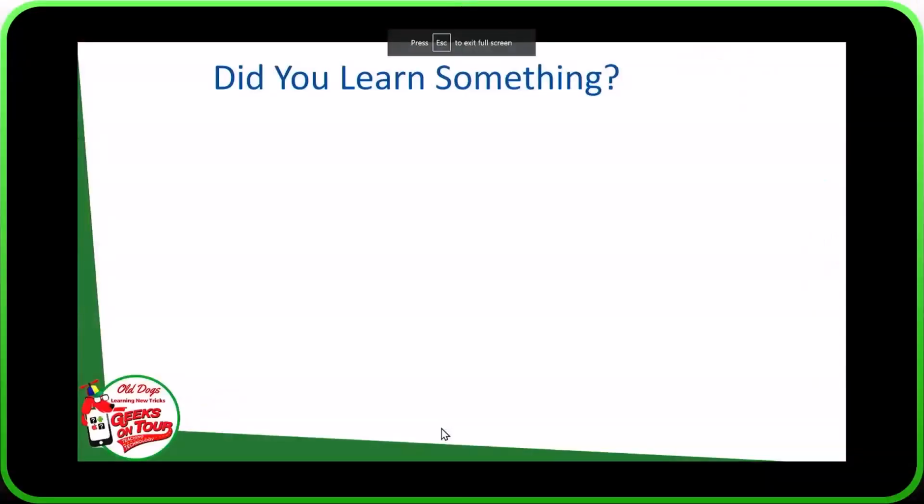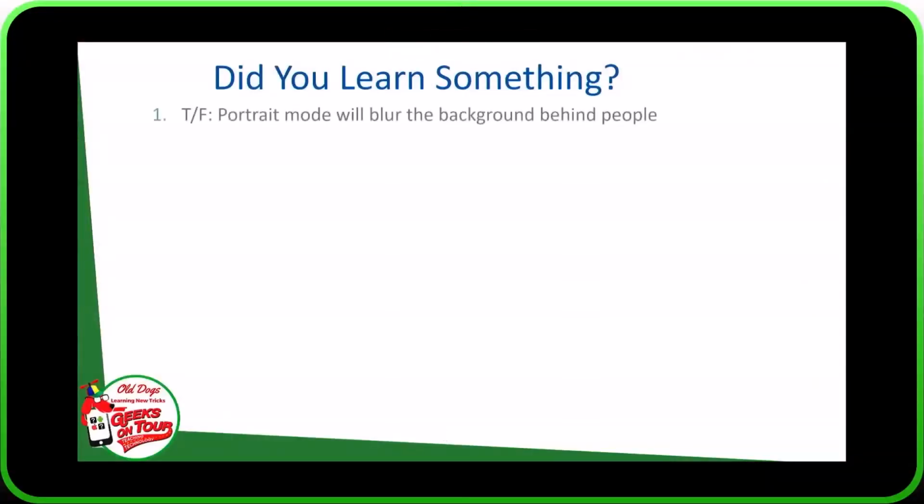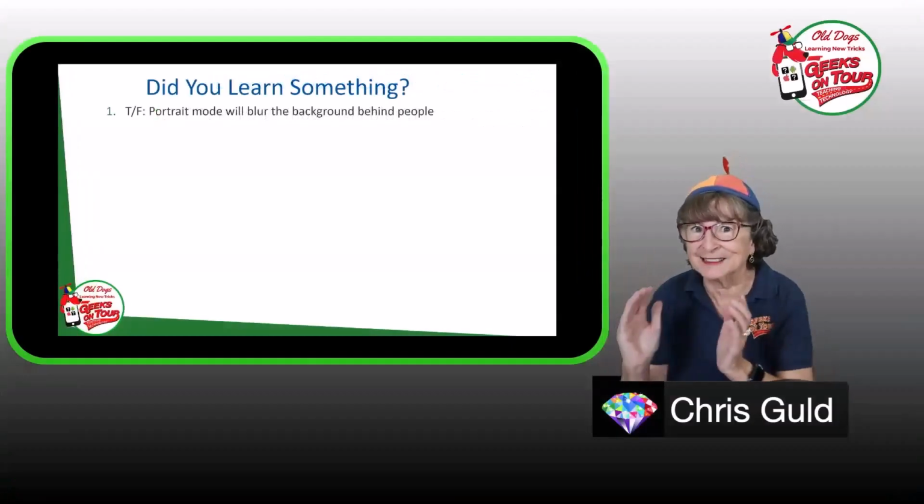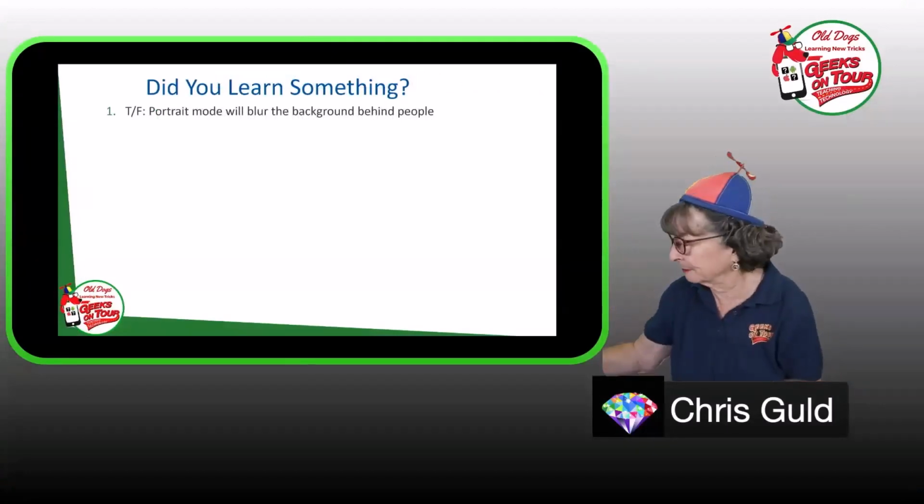And oh, no, I have review questions. Did you learn something? Okay, true or false? Portrait mode will blur the background behind people. True. That's exactly what it does. And you can blur background later, but the portrait mode gets it better, gets it right around the people.